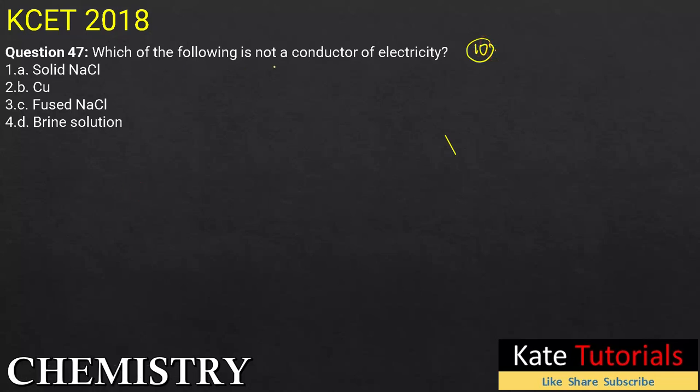Question 47: Which of the following is not a conductor of electricity? Conductor of electricity means three things will conduct. One is metals, which conduct electricity because of free electrons. Whereas solutions, for example NaCl, if I put it in water, it becomes Na plus and Cl minus. The ions will conduct the electricity.